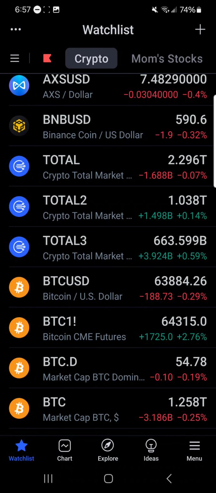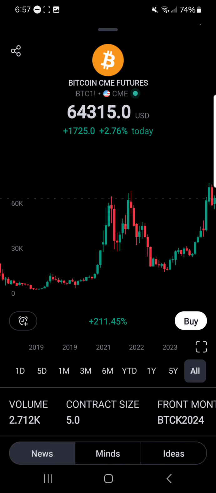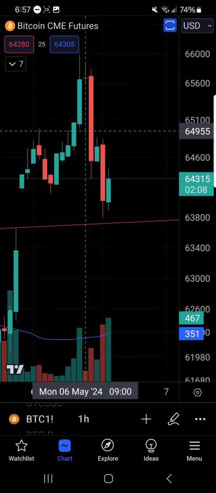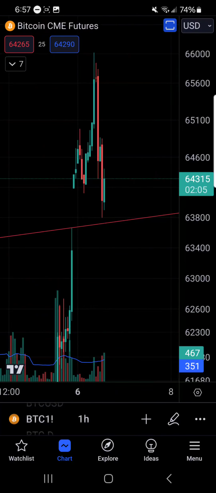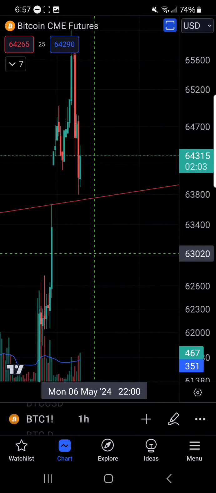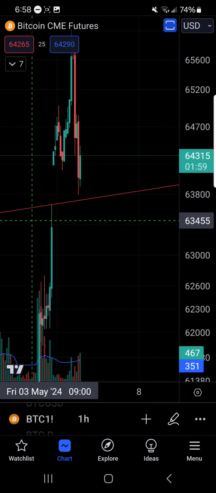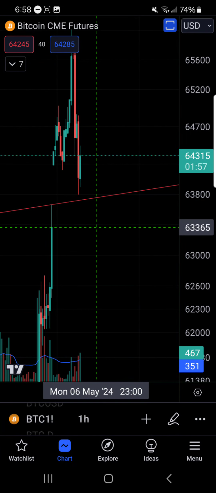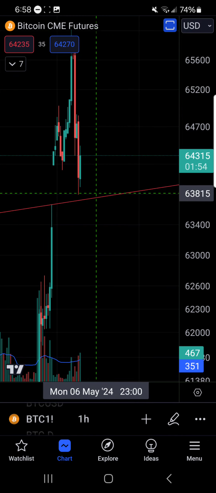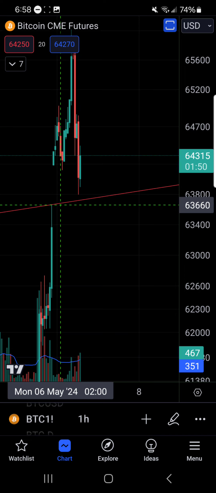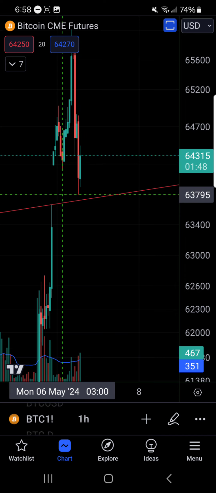And the other reason why I did that is if you look on CME futures, this was our gap right here. This red line is the base of the triangle, which you'll see in a second. And to fill the gap would have been about 63,660. We came down 63,795.